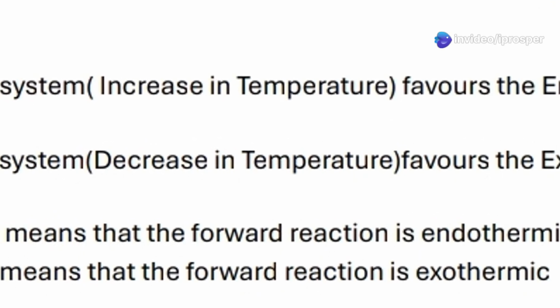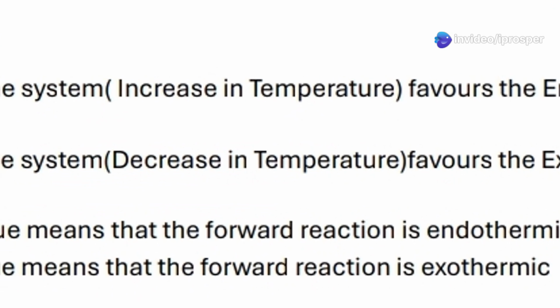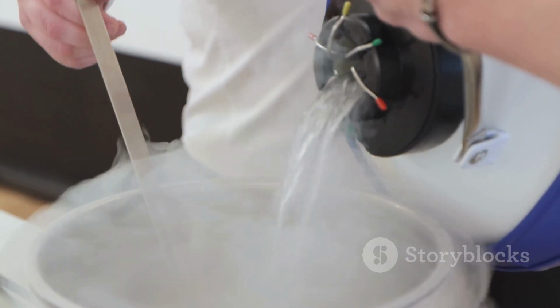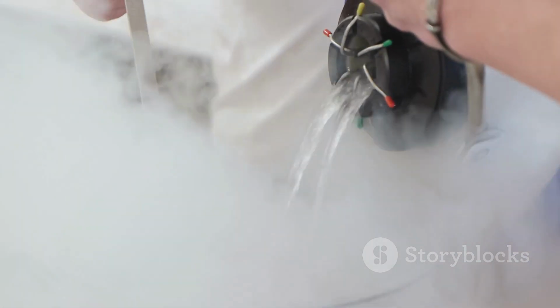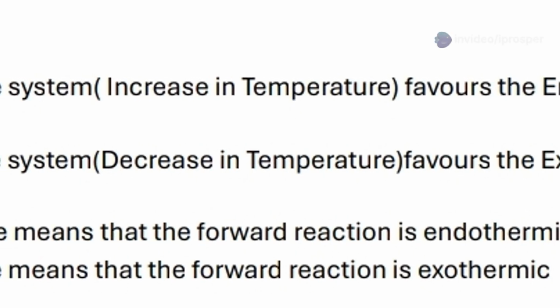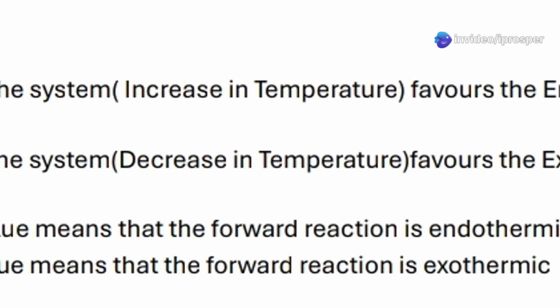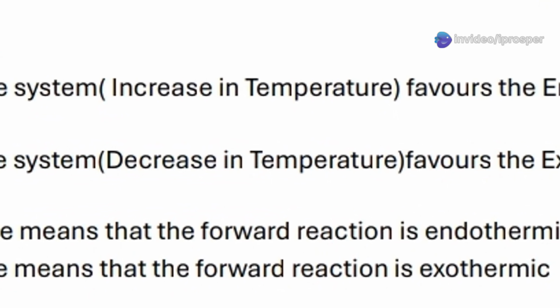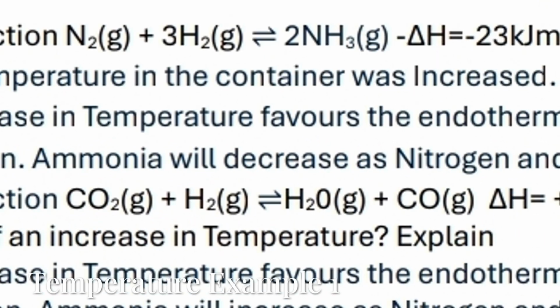Temperature. Heating the system, or an increase in temperature, favors the endothermic reaction. Cooling the system, or a decrease in temperature, favors the exothermic reaction. A positive delta H value means that the forward reaction is endothermic. A negative delta H value means that the forward reaction is exothermic.